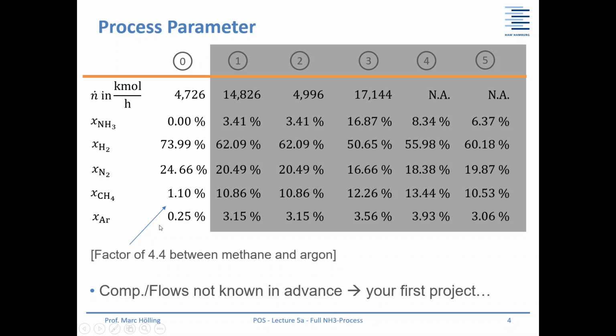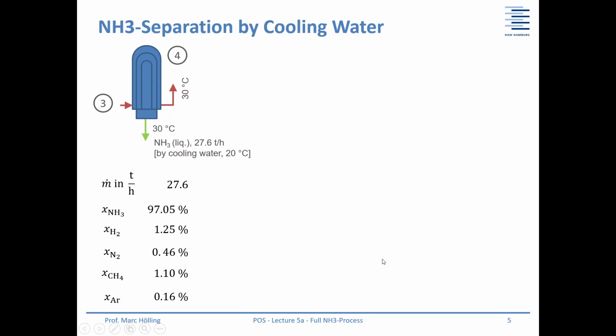Okay, I forgot this. This is important for slide 6, I think. If you look here, then you see, okay, we have two inert components. We have methane and argon. And if you look here, they have a factor of 4.4 between methane and argon, and we will use this afterwards. Since both components are inert, normally the ratio between them should stay almost constant, so it should be something in the range of 4. And we will use it afterwards.